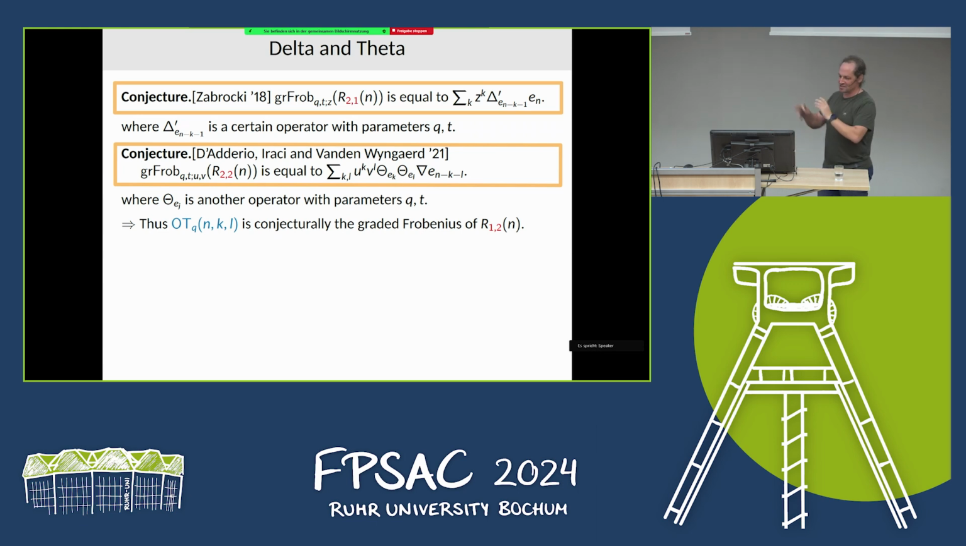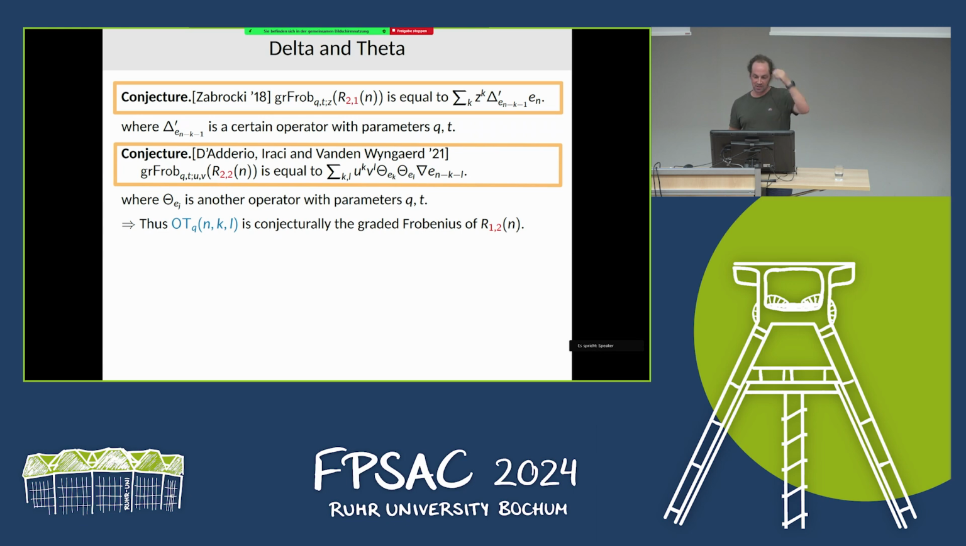But anyway, just attributing the different things. I think Mike Zabrocki conjectured that for this 2-1 case, so 2 sets of commuting variables, 1 set of anti-commuting, the graded Frobenius characteristic should be equal to this thing. So delta prime is a certain operator that I don't want to talk about, and there are Q and T hidden in this delta prime, okay?